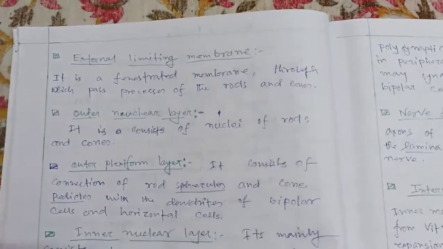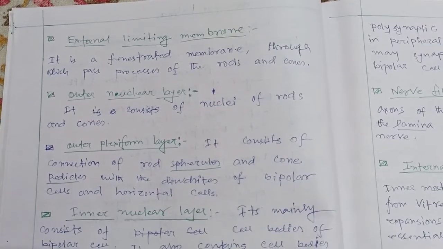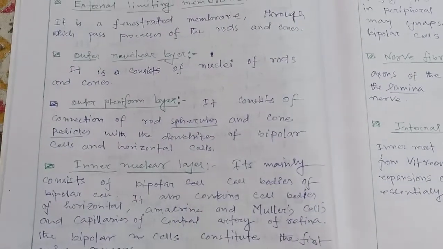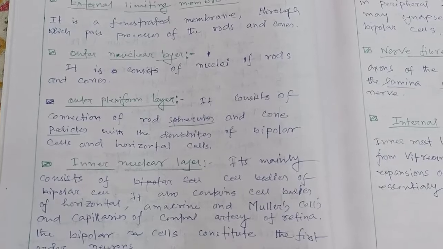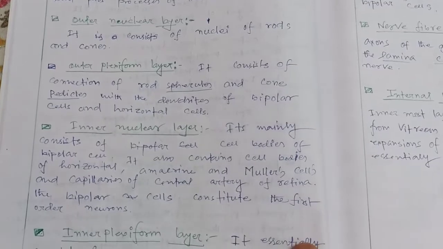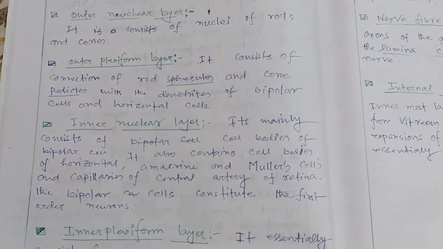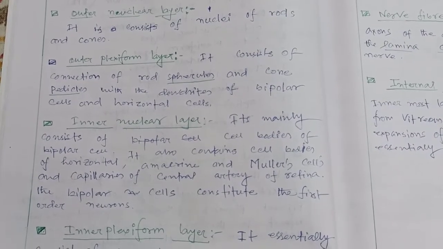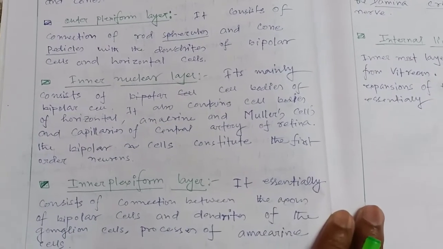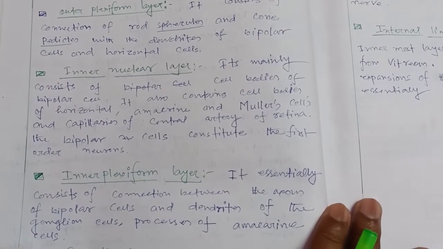External limiting membrane. It is the fenestrated membrane, okay, and through which pass the processes of the rods and cones. Outer nuclear layer. It consists of nuclei of rods and cones. Outer plexiform layer, it consists of connections of rod spherules and cone pedicles with the dendrites of the bipolar cells and horizontal cells. Okay, and inner nuclear layer, it mainly consists of cell bodies of bipolar cells.